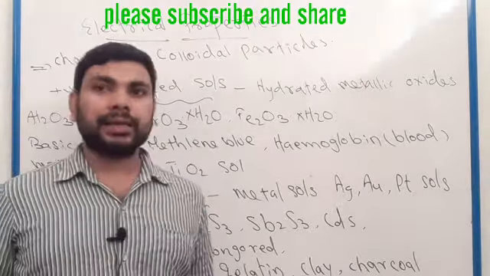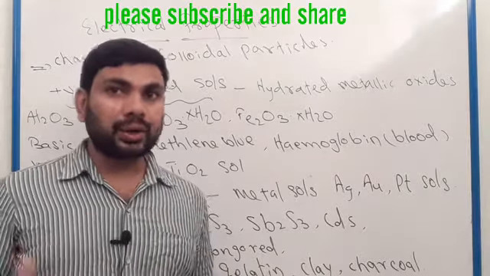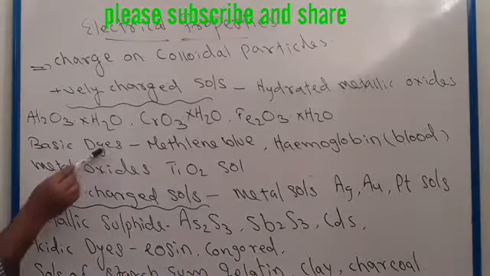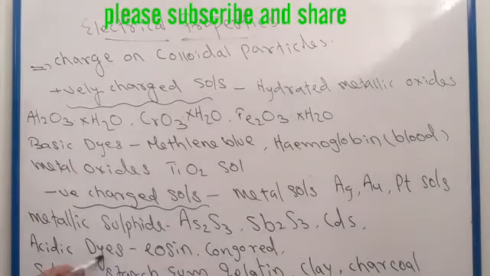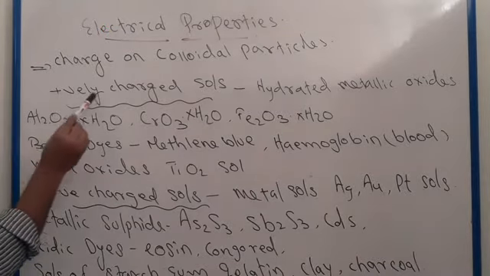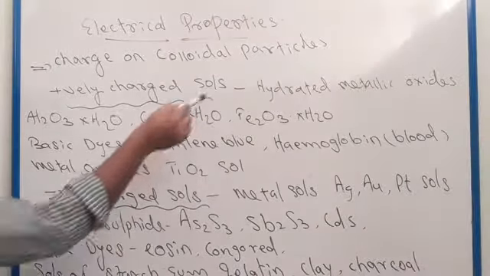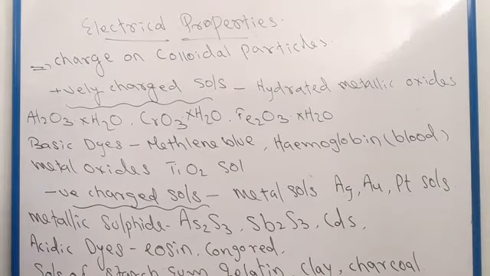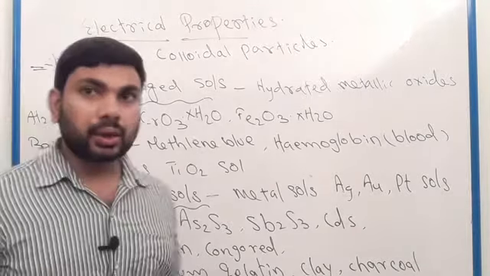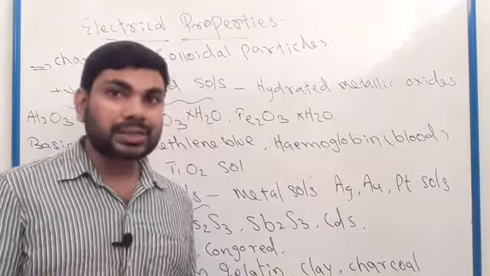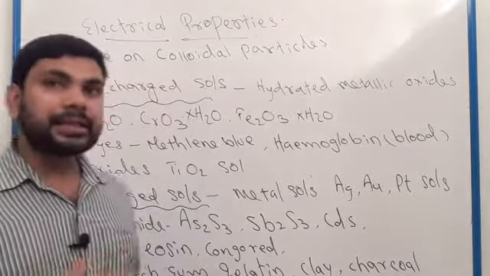Another one, basic dyes. We know dyes. Okay, there are two different types of dyes, basic dyes and acidic dyes. Basic dyes come under positively charged salts. These are the examples for positively charged colloids: hydrated metal oxide, metal oxide salt and basic dyes.